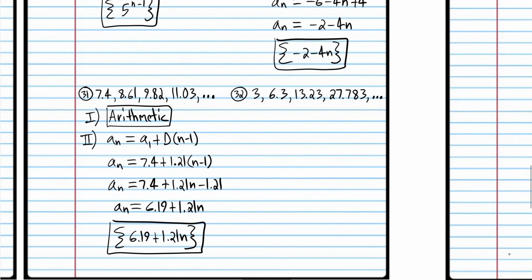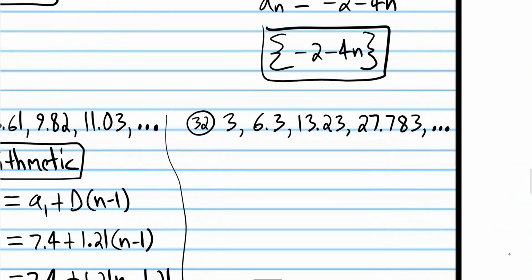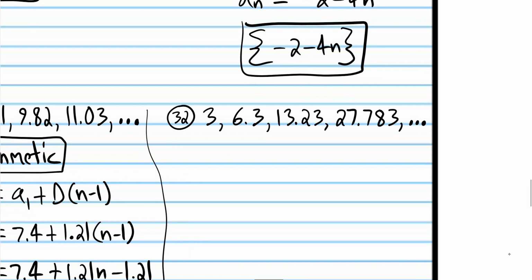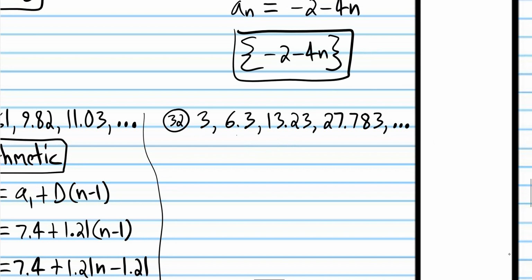Alright, we're back. So, again, you have to do some work to figure out if this is geometric or arithmetic. If you find the difference between these two, you get 3.3, but then if you add 3.3 to 6.3, you don't get 13.23, so it's not an arithmetic sequence, it's got to be geometric.